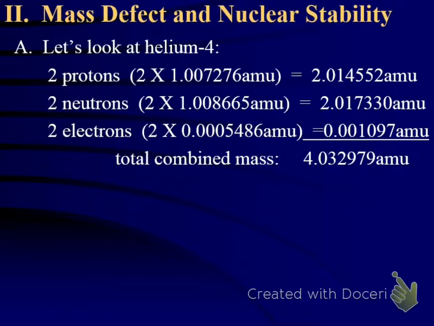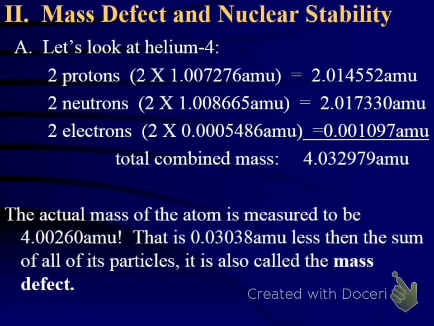Okay, look at my periodic table. What is the actual mass of a helium atom? Average atomic mass. 4.00260. Okay, the actual mass is 4.00260. So that's a difference of 0.03 AMU, and it's called the mass defect.